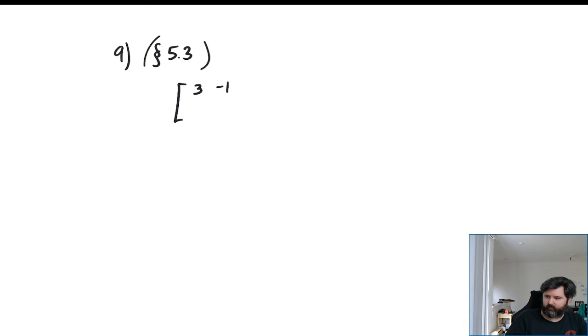So this matrix, number 9, right? So the matrix is the following. It's 3, -1, 1, and 5. So the basic idea here is, how do you tell if it's diagonalizable?